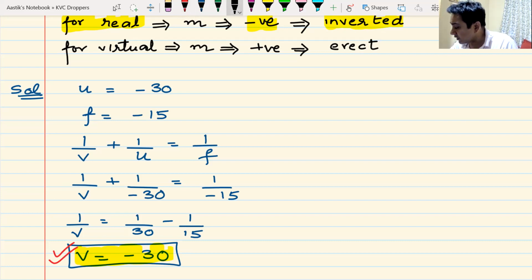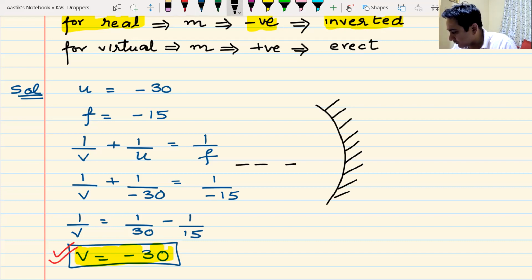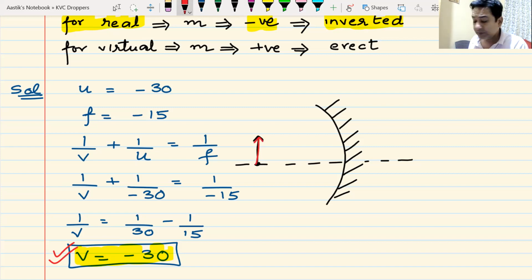Now, if I had to draw a rough diagram, the diagram would look like this. This is my concave mirror. We all can understand this concave mirror. This is the principal axis. This is where the object is placed. This is my object. My image is also coming at the same place. So the black thing represents the object and the red thing represents the image.